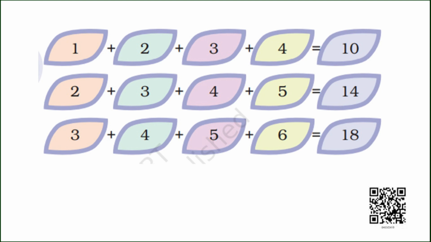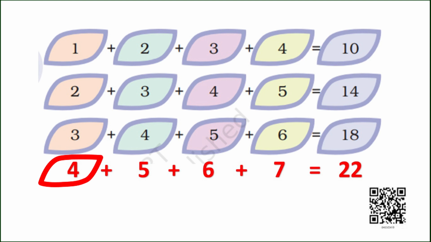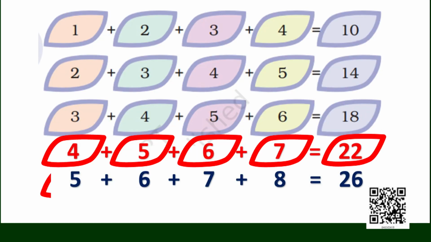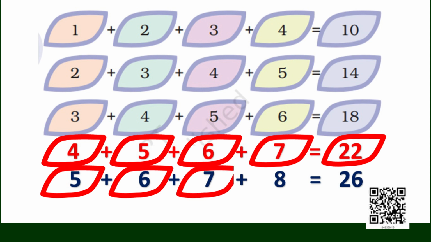Then what will be the next sum? Can you tell me without adding numbers? Yes, it is 18 plus 4 which is 22. Let us check whether we will get 22 or not. Let us add. The sum will be 4 plus 5 plus 6 plus 7 which is exactly 22. See, we are getting the pattern, right? Now can you guess and tell me what will be the next one? Very good. It is 5 plus 6 plus 7 plus 8 which will be 22 plus 4 which is 26.